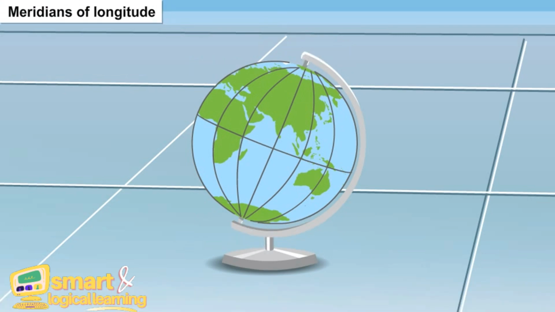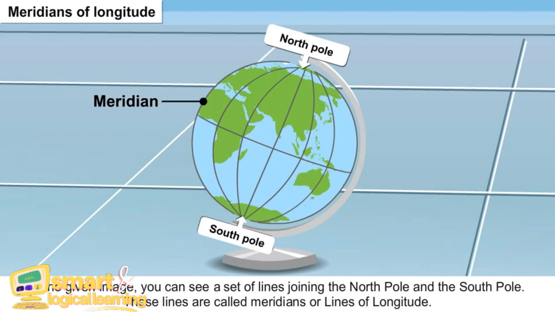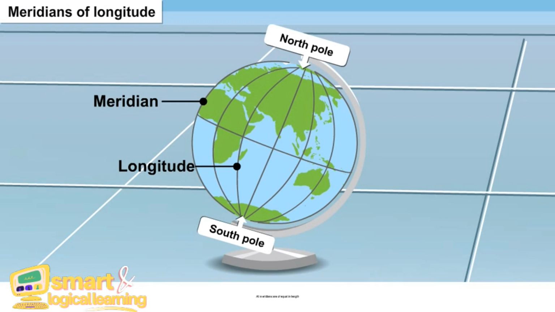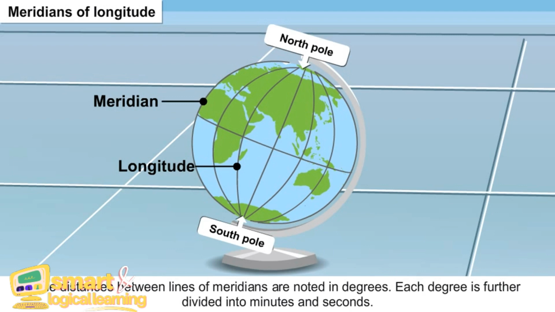Meridians of longitude. In the given image, you can see a set of lines joining the North Pole and the South Pole. These lines are called meridians or lines of longitude. All meridians are of equal length. The distances between lines of meridians are noted in degrees. Each degree is further divided into minutes and seconds.